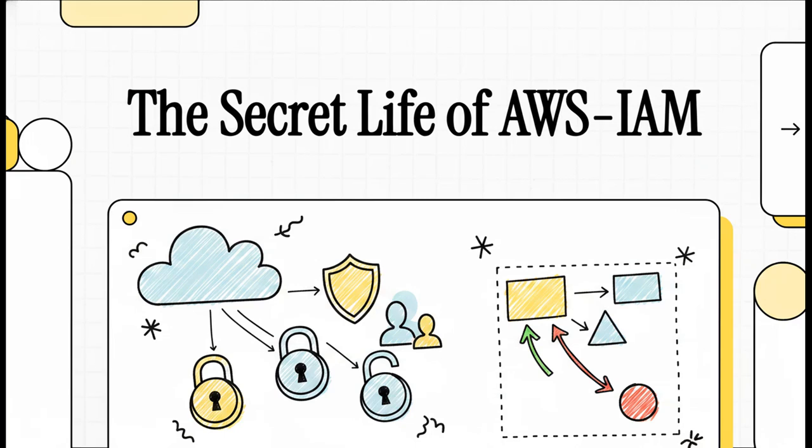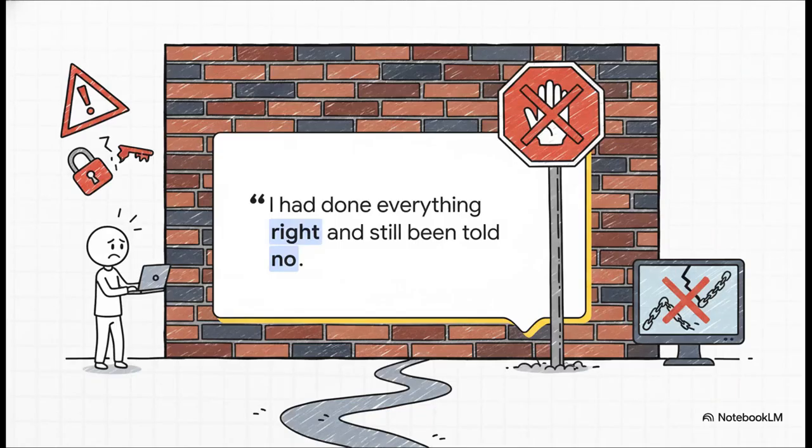Welcome to the Explainer. All right, today we're diving into one of the most powerful, and let's be honest, one of the most frustrating parts of Amazon Web Services, IAM, or Identity and Access Management. If you've ever tried to build anything on AWS, you know exactly what I'm talking about. It's the gatekeeper, it's the security guard, and yeah, it's often the source of that dreaded access denied message. Let's figure out why.